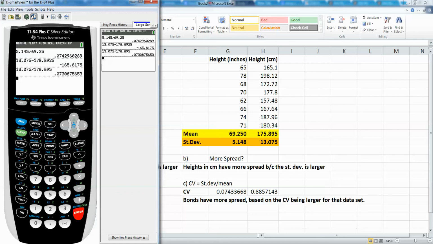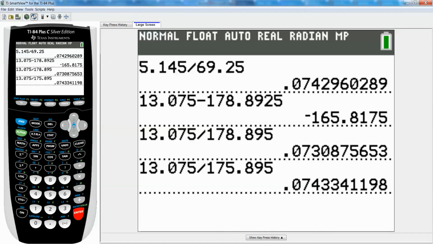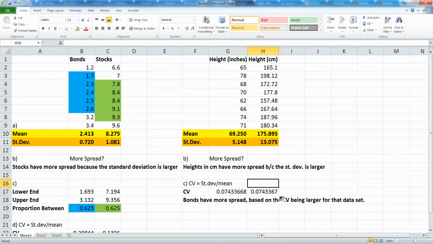13.075 divided by 175.895. There we go. Now we're getting it. So then it should be 0.0743. And then I had a mistake here in Excel, but it's all fixed now. So it's 13.075 divided by 175.895, and again, that gives me the same answer.